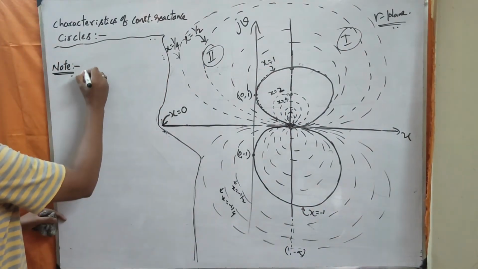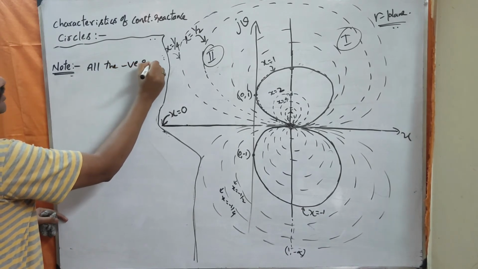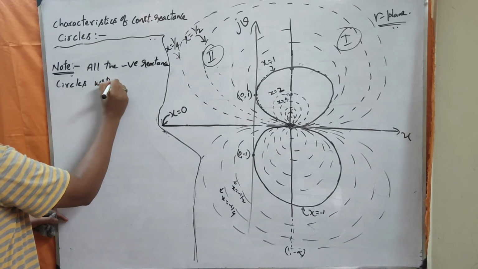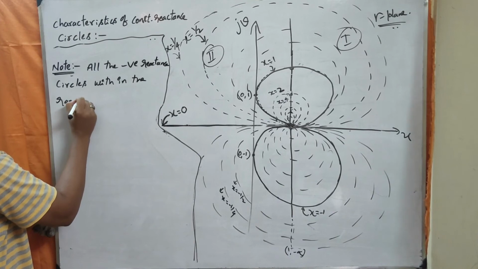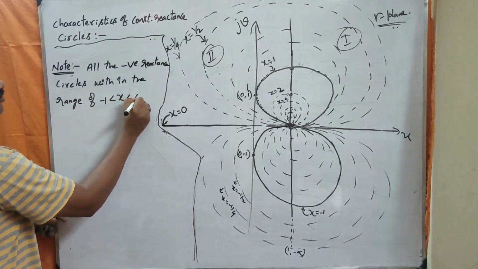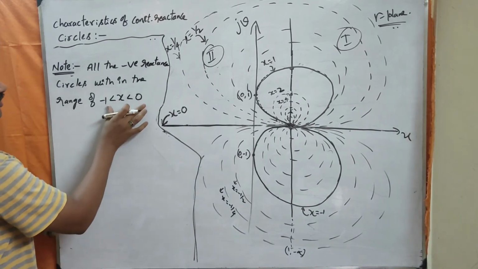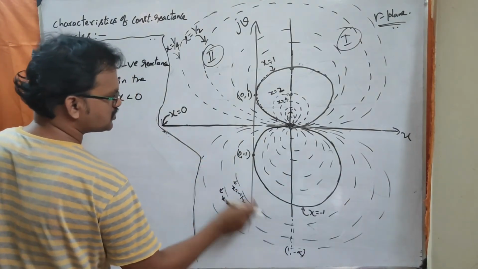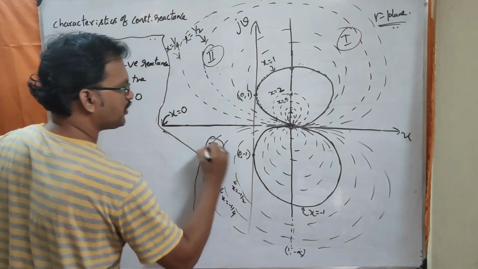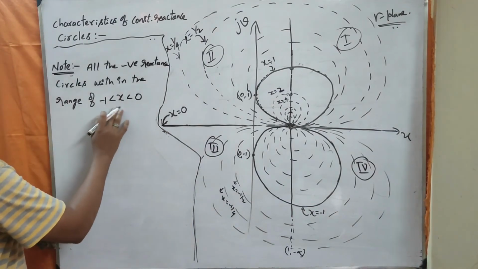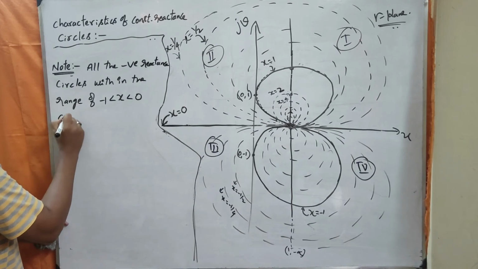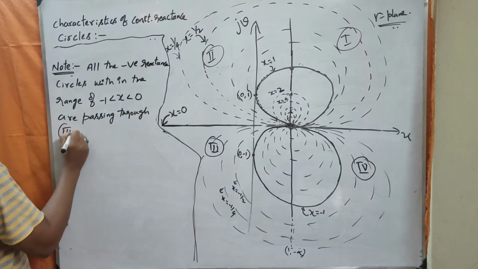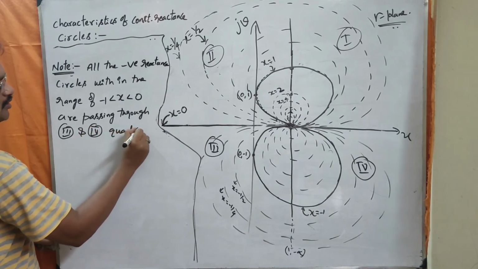Okay, so here we can write: all the negative reactance circles within the range of minus 1 to 0. I am not including minus 1 and I am not including 0. Within this range from minus 1 to 0, all the negative reactance circles are passing through what? Third quadrant and fourth quadrant. So this is third quadrant and this is fourth quadrant. So range of minus 1 to 0 are passing through 3 and 4 quadrants.